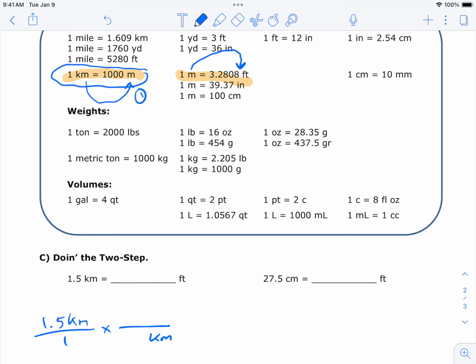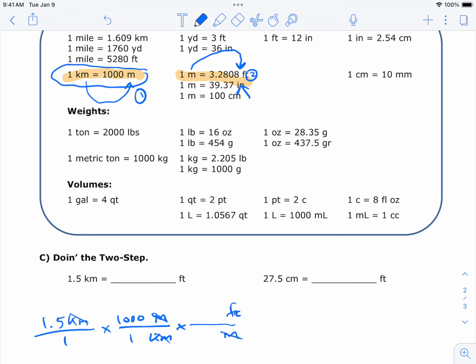First, I'm going to use this conversion to go from kilometers to meters. And by the way, it says that 1 kilometer is 1,000 meters. Okay, I'm at meters now, right? The kilometers are gone. I now have meters. Now I want my meters to cancel, and I'll use this one to get me from meters to feet, and that's what I wanted.